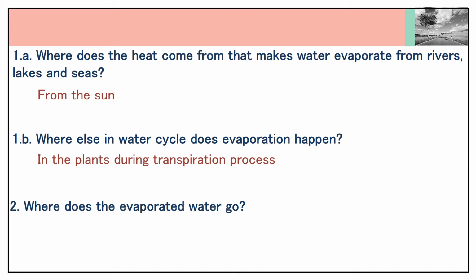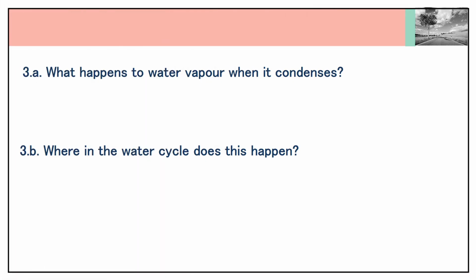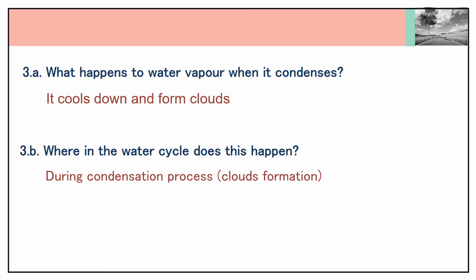Question 2. Where does the evaporated water go? The answer will be it changes into water vapor. Question 3a. What happens to water vapor when it condenses? The answer will be it cools down and forms clouds. Question 3b. Where in the water cycle does this happen? The answer will be during the condensation process.